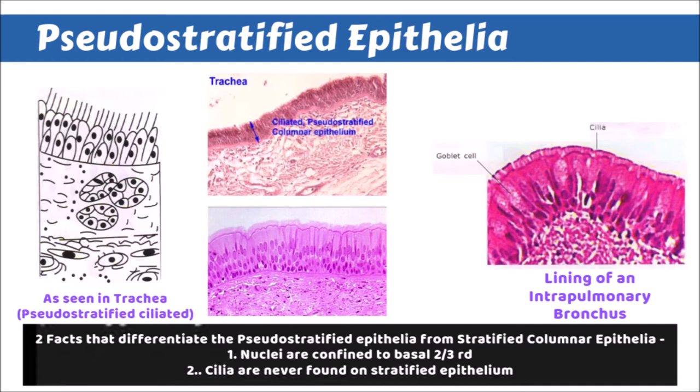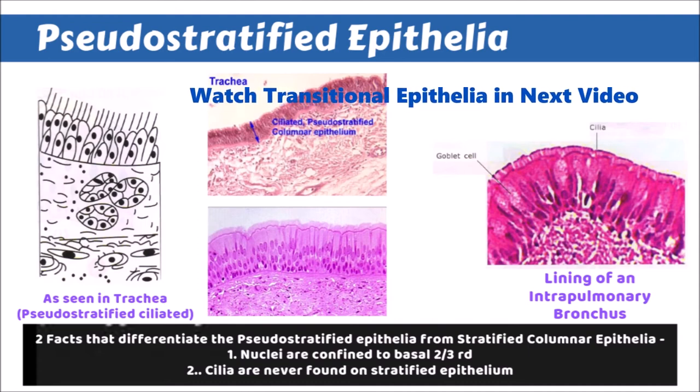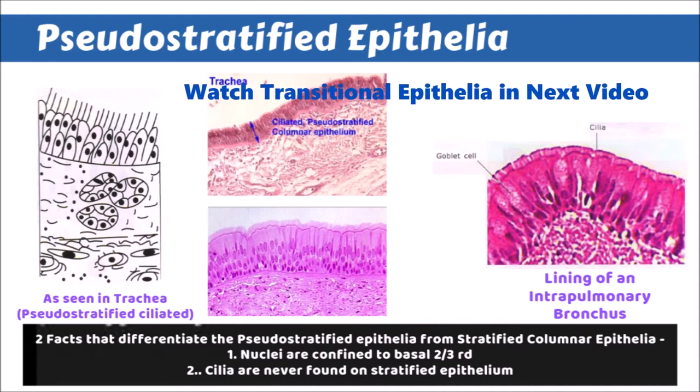Then, it is important that two facts that differentiate the pseudostratified epithelia from stratified columnar epithelia are: nuclei are confined to the basal two-thirds and cilia are never found on a stratified.